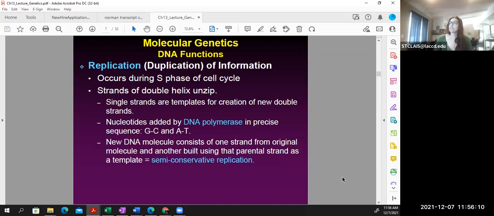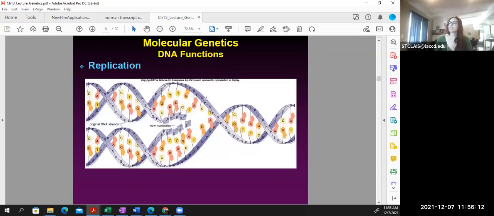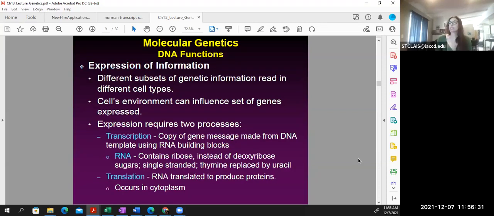Okay, so here we can see the example. Here's the original molecule with the double helix, and it has been unzipped. And now we have new nucleotides that are being laid down and giving the complementary sequence that bonds with the original sequence. Okay, so now moving on from DNA and starting to get into RNA.